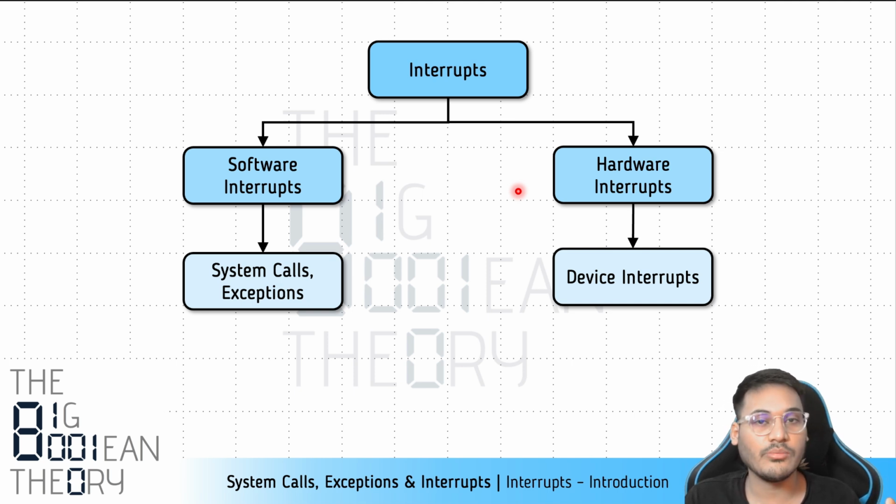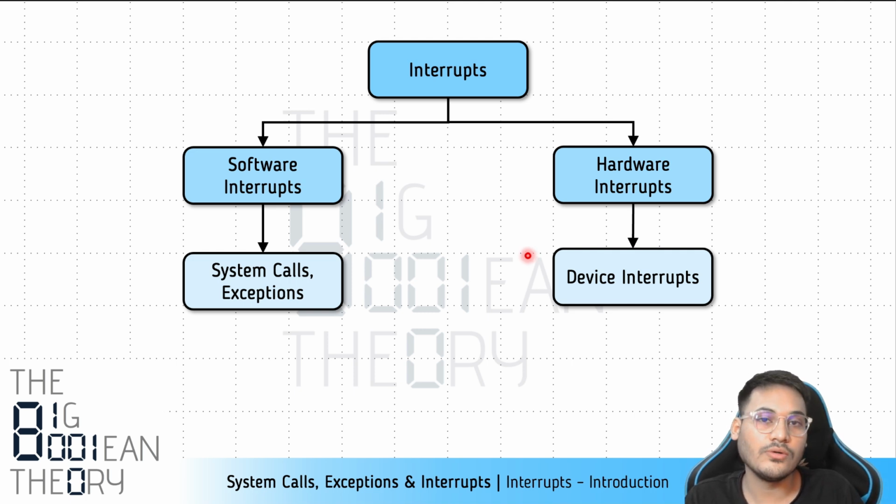These interrupts are basically meant to signal or notify the CPU that a situation exists, or some event has happened in one of these hardware devices, which needs to be immediately attended to by the operating system. Examples of hardware interrupts are device interrupts. We'll study the device interrupts in great detail in this video.